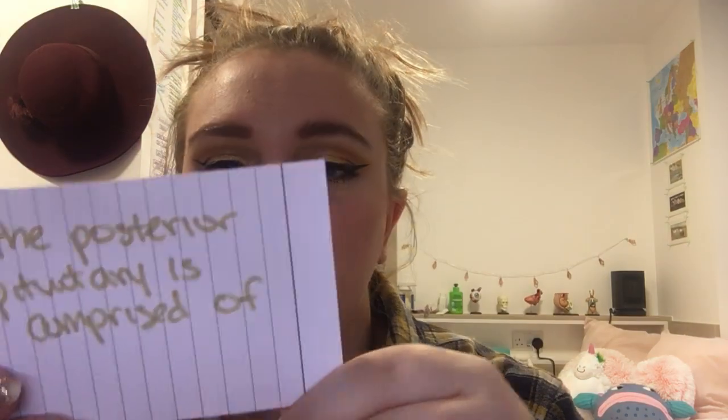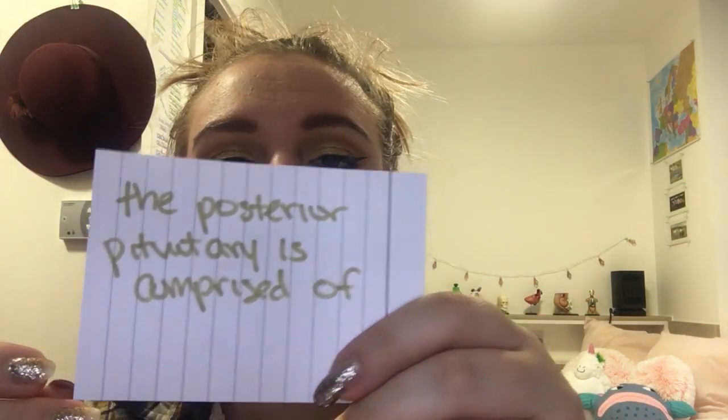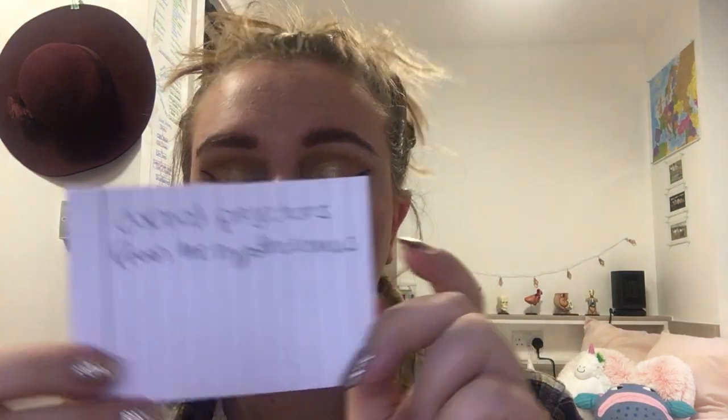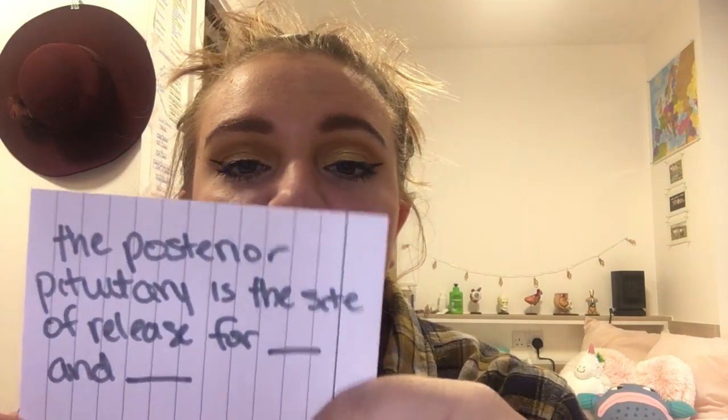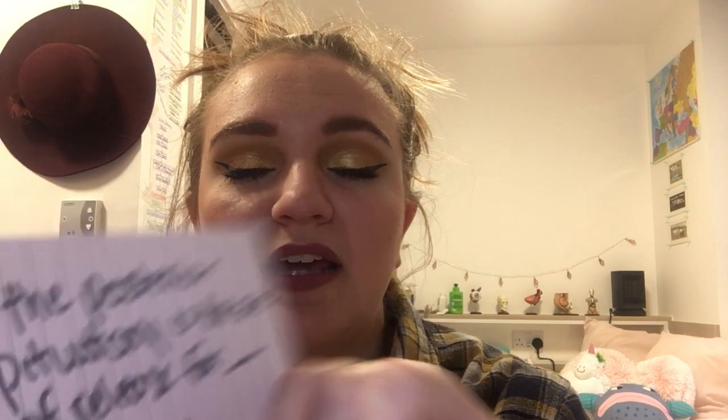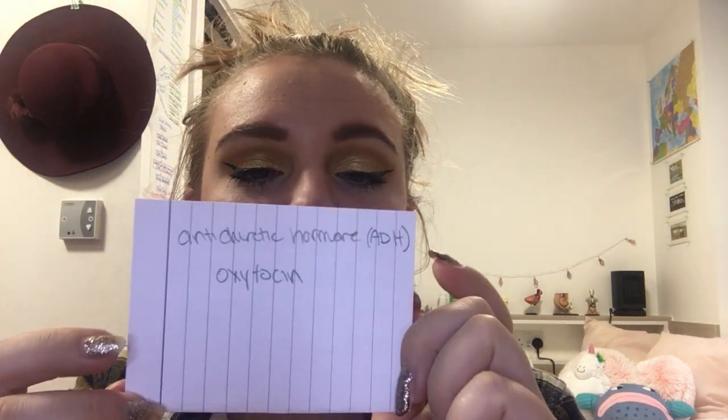The posterior pituitary is comprised of axonal projections from the hypothalamus. The posterior pituitary is the site of release for blank and blank. So two different hormones. What comes from the posterior pituitary? Well, that's the antidiuretic hormone, or ADH, and also oxytocin.